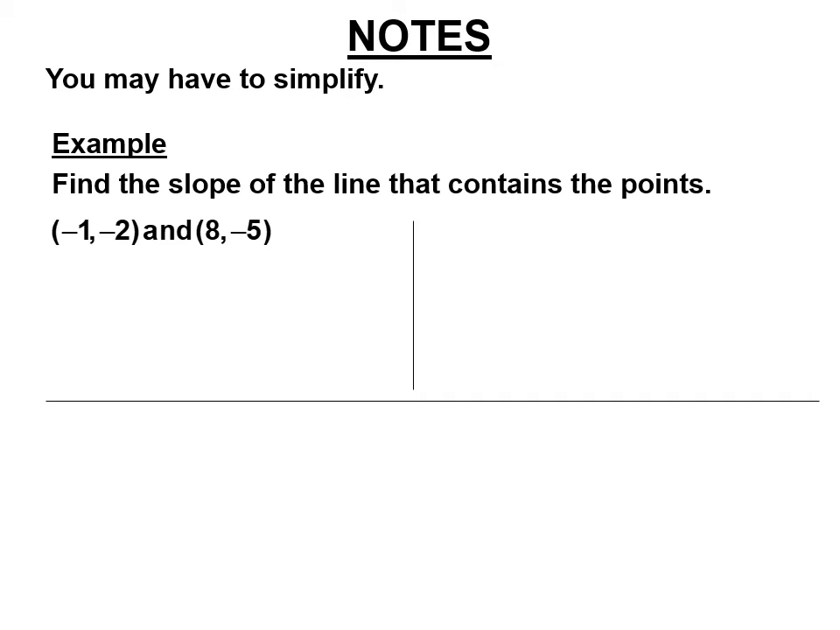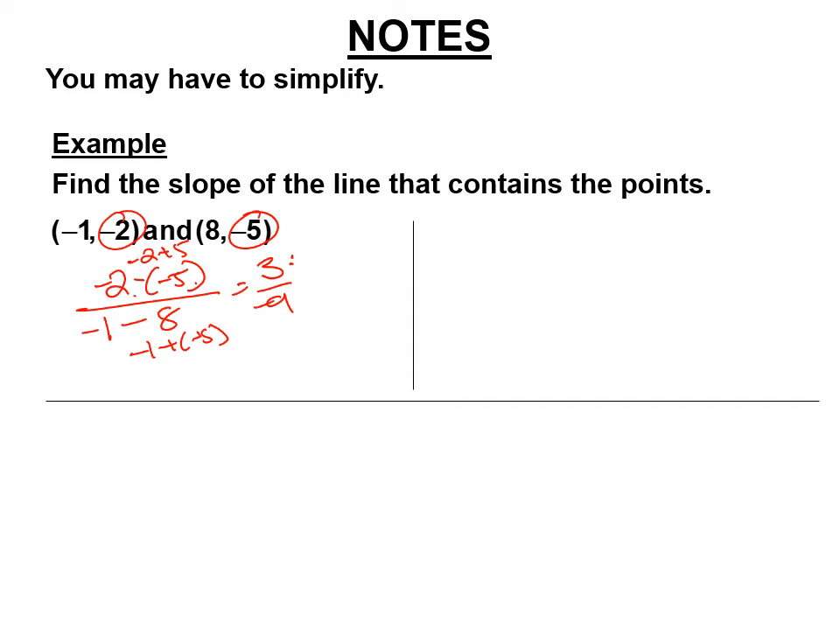So let's see that. Subtract your y's, right? It's minus -5. Subtract your x coordinates. So -2 minus -5 is -2 plus 5, or 3. -1 minus 8 is -1 plus -8, or -9. So you have to simplify this, and you want to put the negative out in front, and so this had a slope of -1/3.